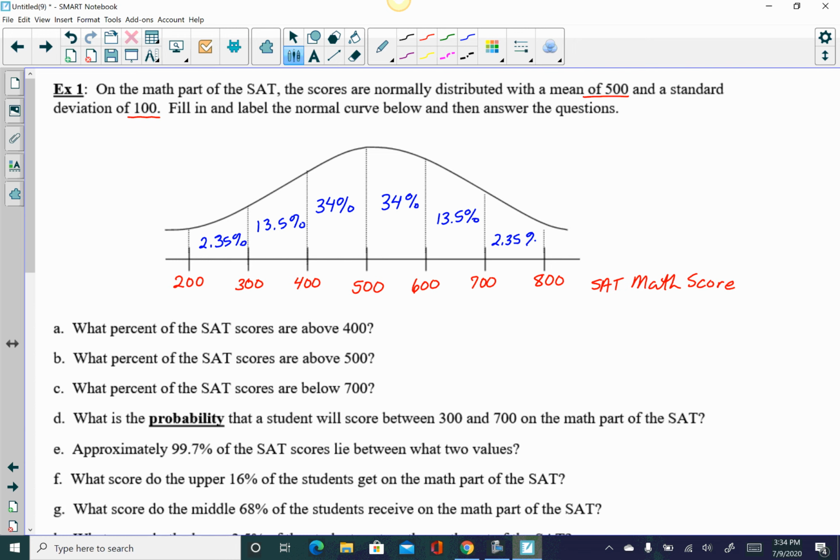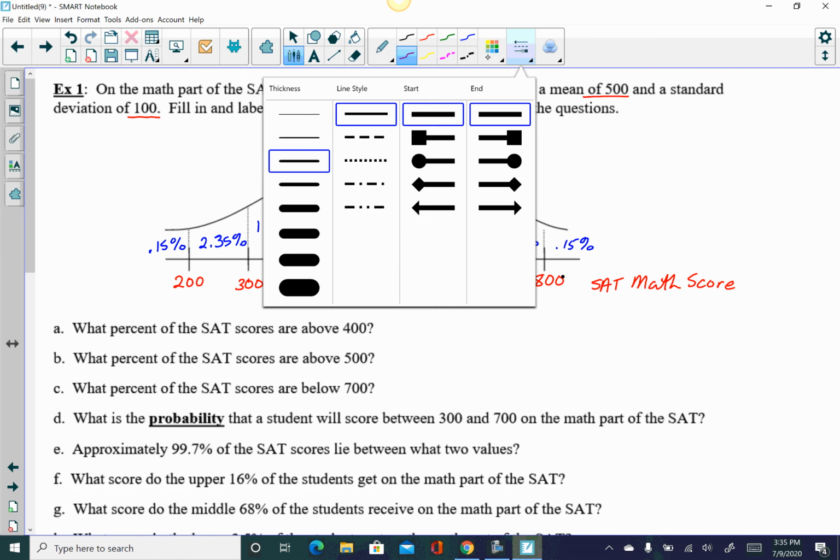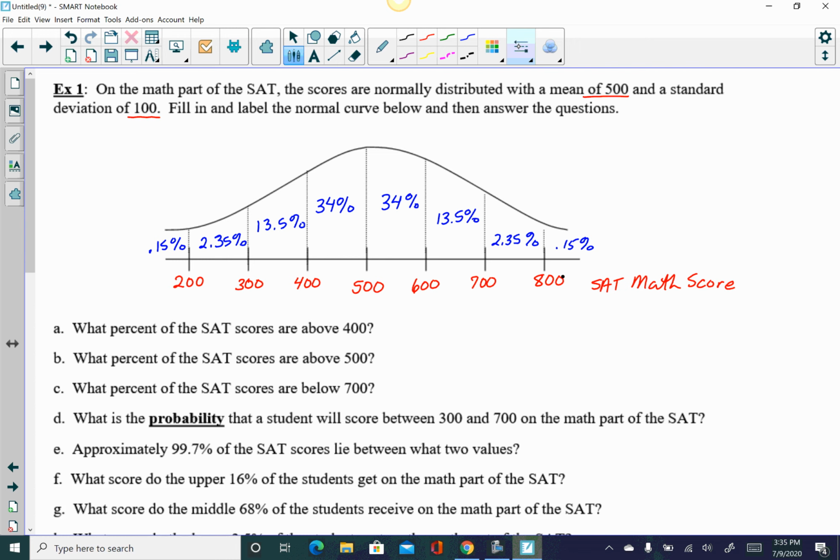Always percentages there. And then that minuscule amount, 0.15% of the people are making above 800 on their SAT or below 200. 0.15%. Okay, so now we're ready to answer our questions. And the questions below say, in part A, what percent of the SAT scores are above 400?